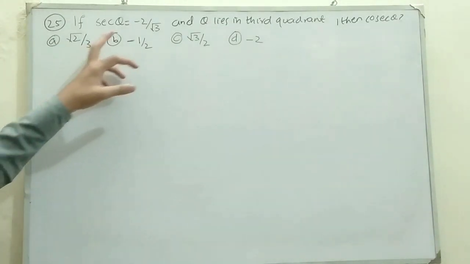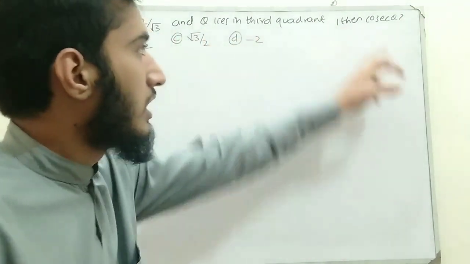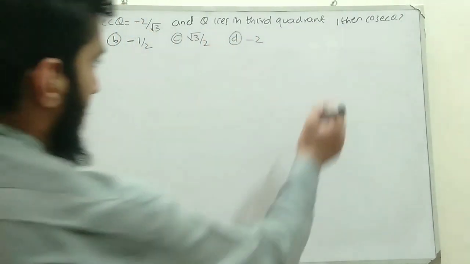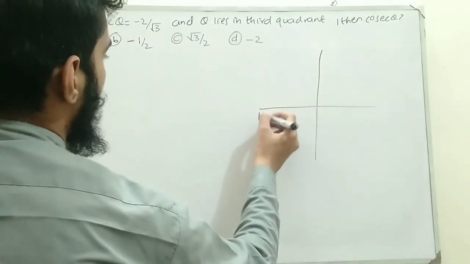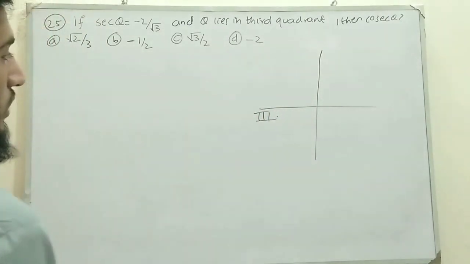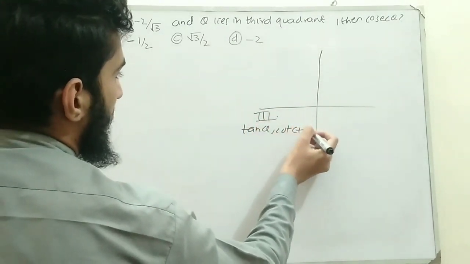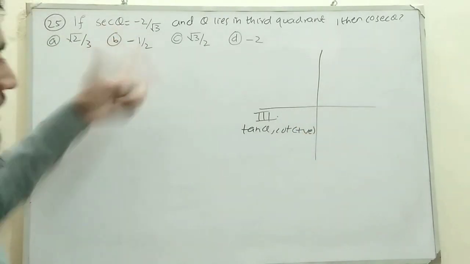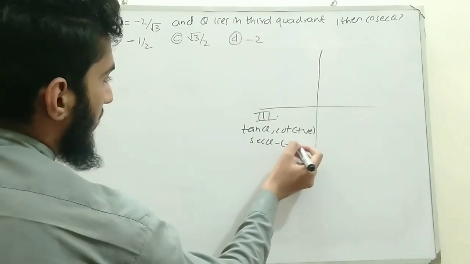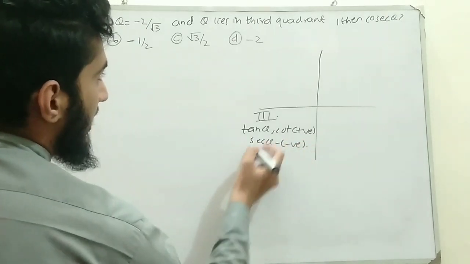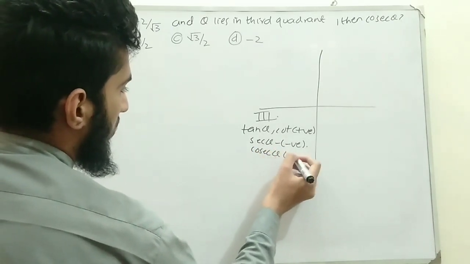It tells that if secant theta is equal to minus 2 divided by root 3 and theta lies in the third quadrant, then what will be the value of cosecant theta? The given theta lies in the third quadrant. So in the third quadrant, tangent theta and its reciprocal cotangent theta are positive, and secant theta is negative in this quadrant. Here we are going to find the cosecant theta. So cosecant theta is also negative in this quadrant.